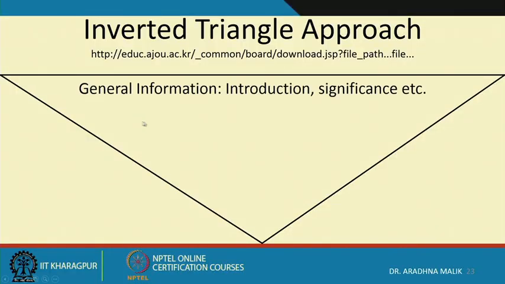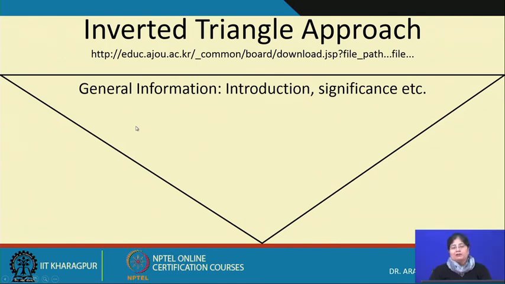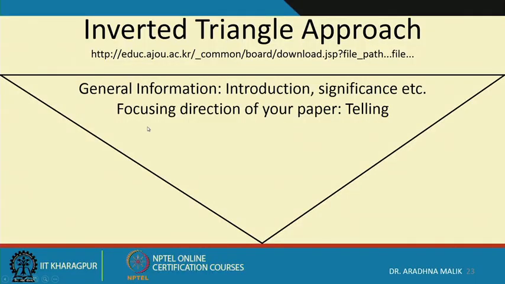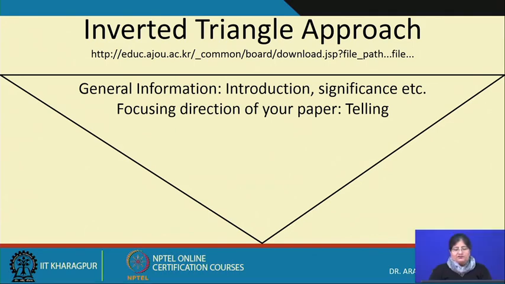You write down the general information you have about a particular topic. You start with the introduction: what are you talking about, why is it important, etc. Then you focus the direction of your paper. You start talking about a specific issue within that general information. Then you get more specific and you say, this is what I was talking about, and here are some examples to prove what I am talking about.